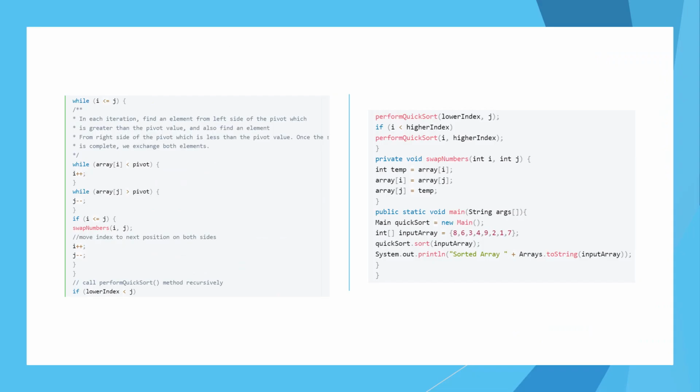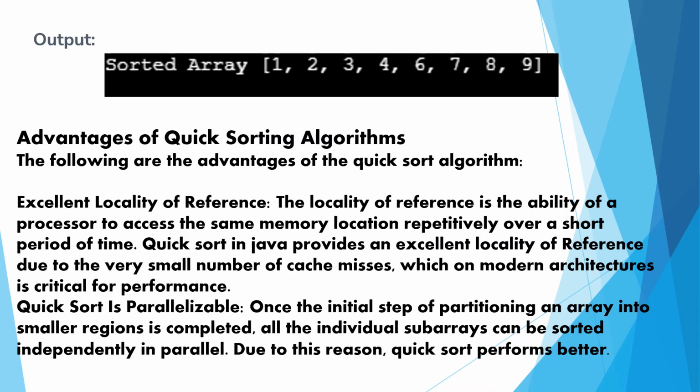This is the program code. Look at it carefully because it has the swapping and the quicksort algorithm, and here is the output, and the advantages of the quicksort algorithm.